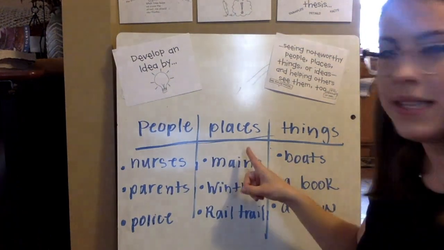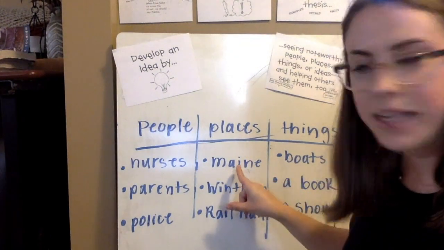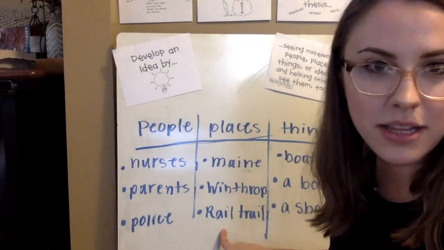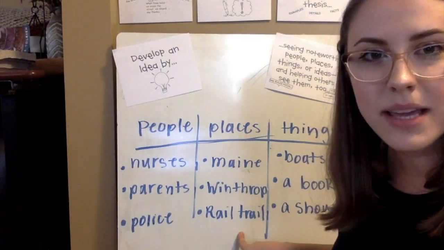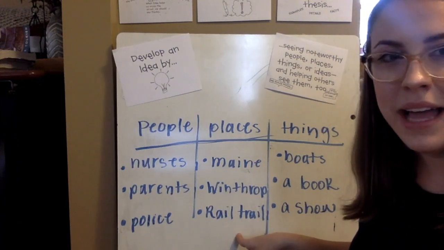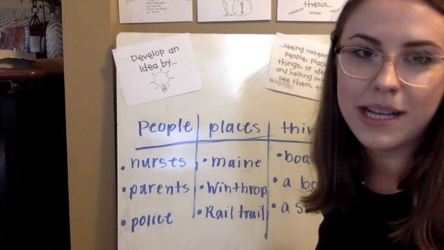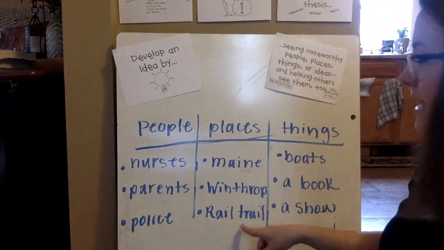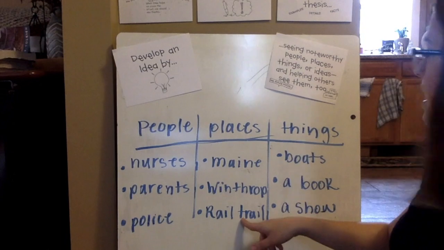So let's go over to places. These are some of the ones that I talked about. I said Maine, Winthrop, and then I added the rail trail. If you've ever been on that, it's just kind of like a walking path, and I live really close to the rail trail. So I could give a lot of reasons as to why I think the rail trail is like the best place to go on a walk because of all kinds of different things. So I think that's a noteworthy place.